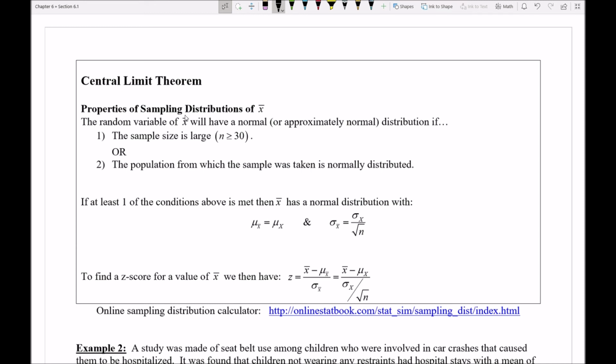The properties of the sampling distribution of X bar are as follows. The random variable X bar, notice again it is a random variable. Its value changes and it's determined by chance. But what distribution will it have? It will have a normal distribution, or approximately normal, as long as one of two things happens.